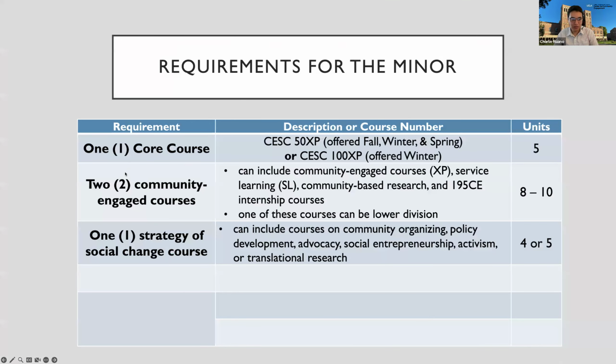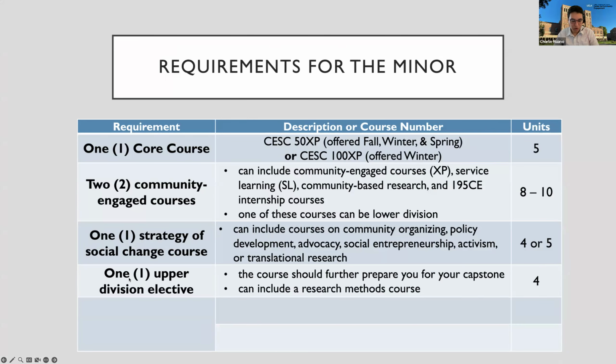All right, so that is 1, 2, 3, 4. Remember, 7 courses in total. We're almost finished with the minor requirements. One more you need is an upper division elective requirement. So for this one, let's say you really love community engaged courses or a strategy of social change course, and you want to take one more here or one more here. The extra course would just become your upper division elective. So that's all it is.